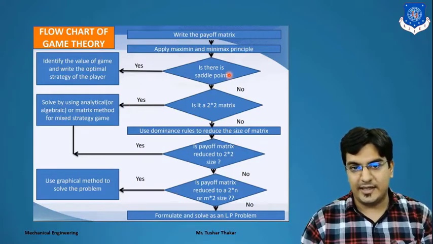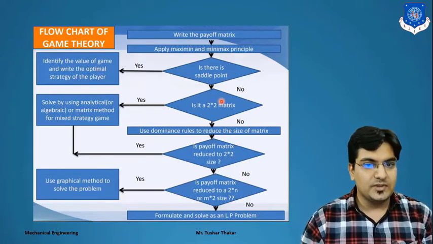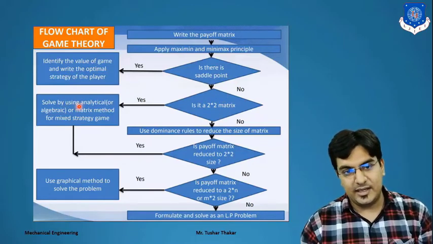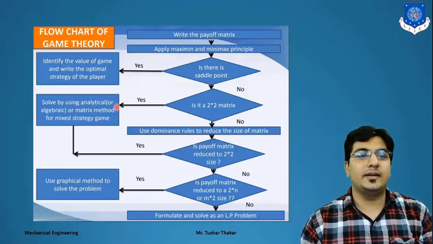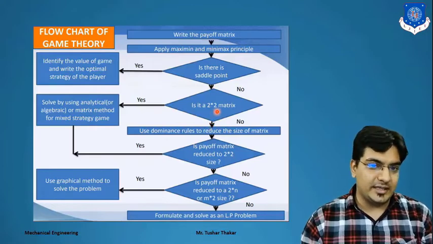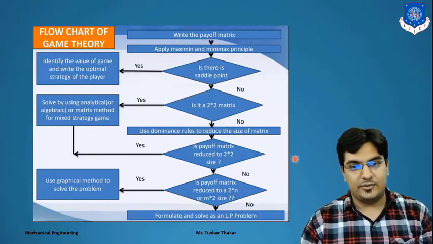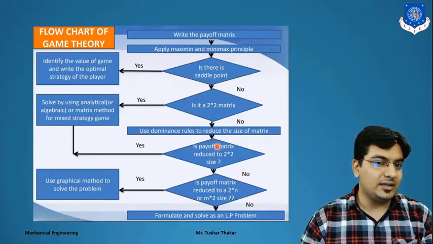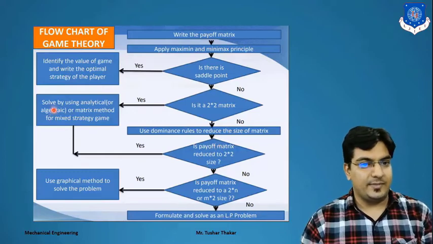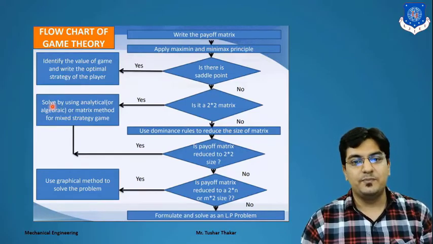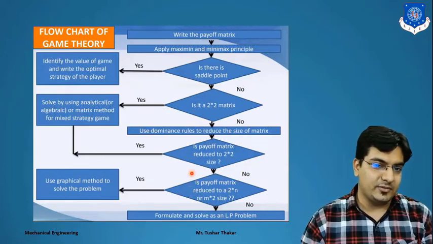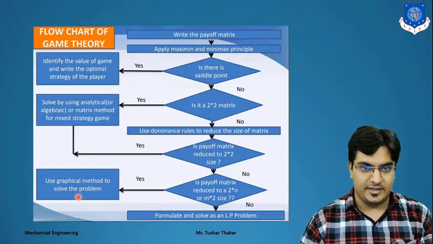First, if a saddle point exists, the problem is over. If it does not exist, then for a 2 by 2 matrix we use the algebraic or arithmetic method. If that is not possible, and the matrix is larger than 2 by 2, then we have to use dominance rules. After dominating all the columns and rows, we reduce that matrix, then again apply the algebraic and analytic methods. If after applying dominance we can't get the matrix in 2 by 2 form, then we have to use graphical methods.